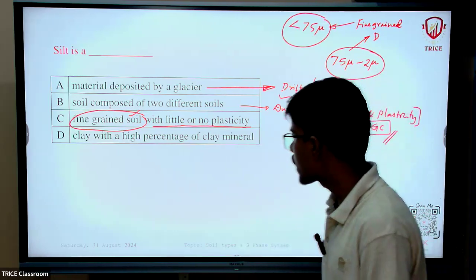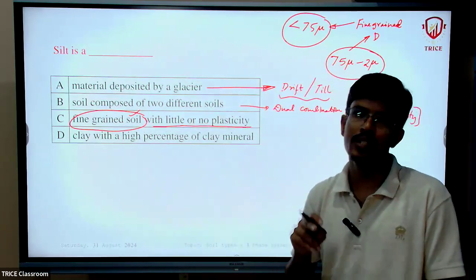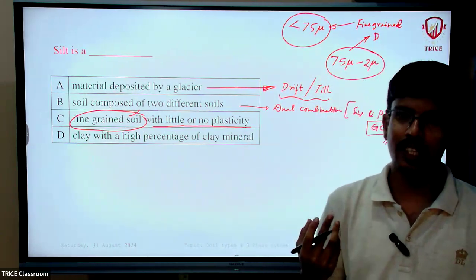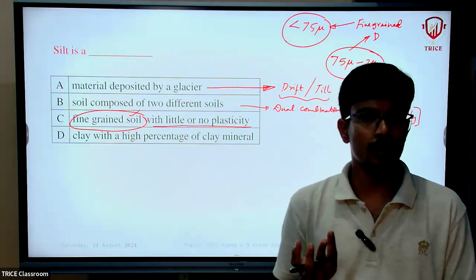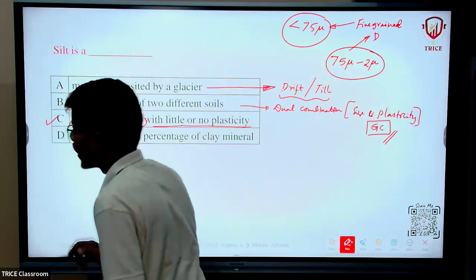Next one, soil with a high percentage of clay mineral will come under the clay soils. Due to the presence of montmorillonite, kaolinite, illite minerals, we call them clay soils. So here the answer will be option 3.